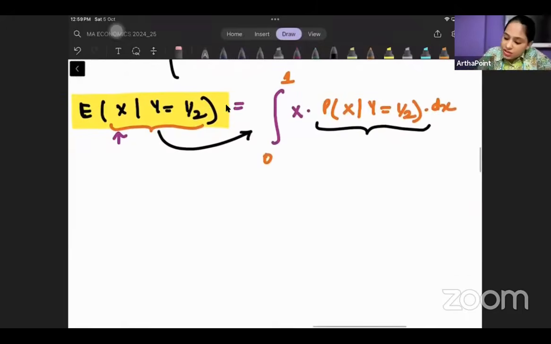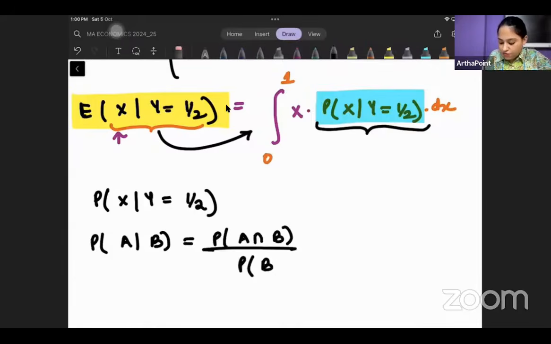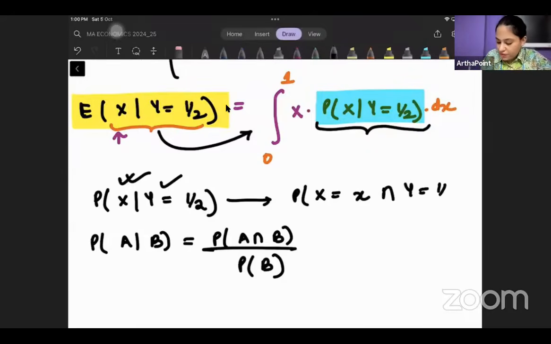Now the first thing is that I need to solve for this conditional probability. So we will find the probability of x given y equal to half. I will use the usual formula: probability of A given B is probability of A intersection B upon probability of B. So here it will become probability of x, and no particular value of x is given to me, so I will take all values of x, intersection y at half, upon probability of y at half.